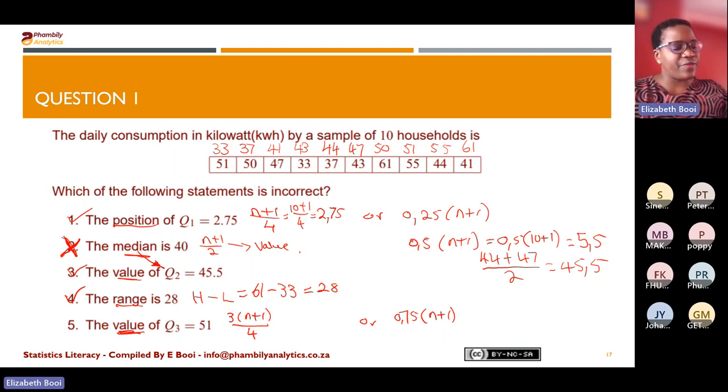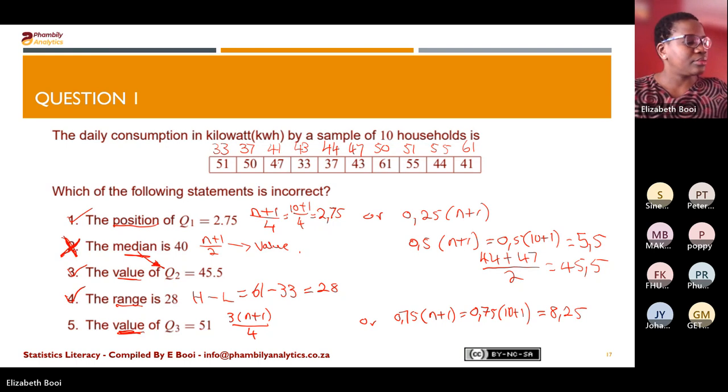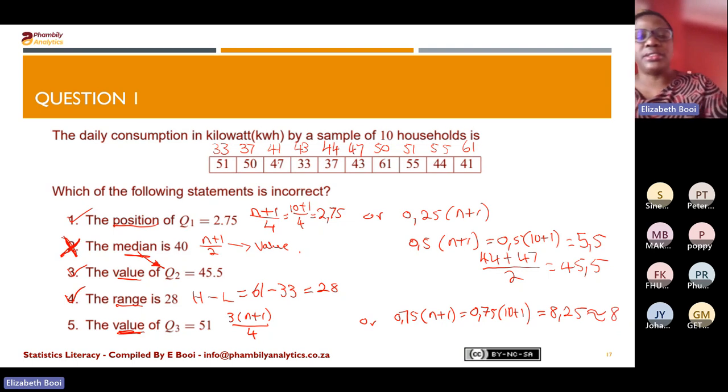Quartile 3 value, so we first need to calculate the position. So I'm going to use the percentile, which is 0.75 times 10 plus 1, which is 0.75 times 11, which is 8.25. What must I do with 8.25? Do I round up or round down? We round down, therefore it's on position 8. So we're going to count 1, 2, 3, 4, 5, 6, 7, 8. It's 51, which makes that correct.